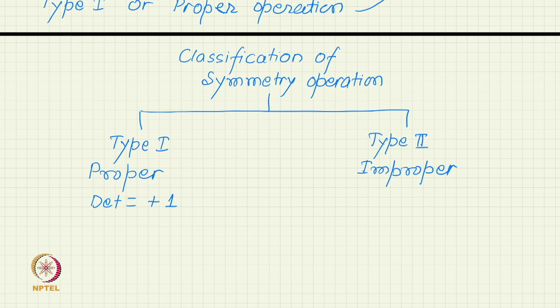This we have not proved, but if you reflect upon it, it will become clear that not only will it have a positive determinant, that positive value will always be plus 1, and for improper the determinant will be negative, or minus 1. This is for symmetry operation. If it was not a symmetry operation, then also it can be a proper and improper operation, in which case the determinant will be positive but different from 1, and negative but different from 1.